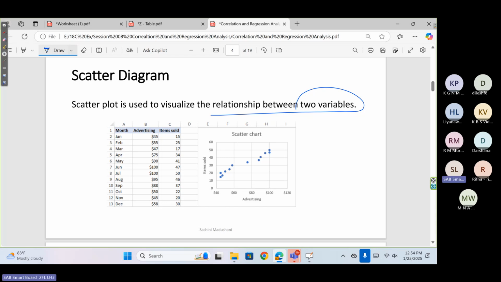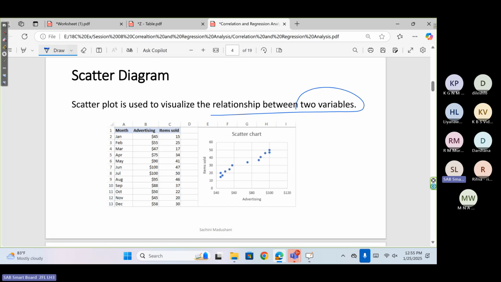It means one independent and one dependent. Take the example of sales and advertising expense. Advertising expense is the independent one, sales is the dependent. Only two variables are there. If we plot it, we can identify what kind of linear relationship is there. Roughly we can say, not the exact one. If someone asks how we identify the relationship between two variables visually, we can say it's a scatter plot diagram.